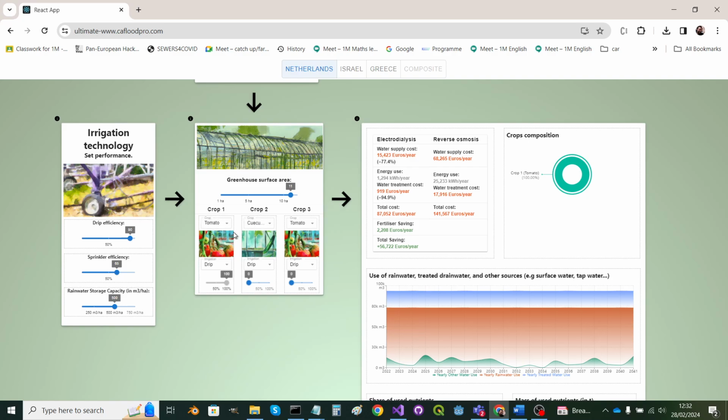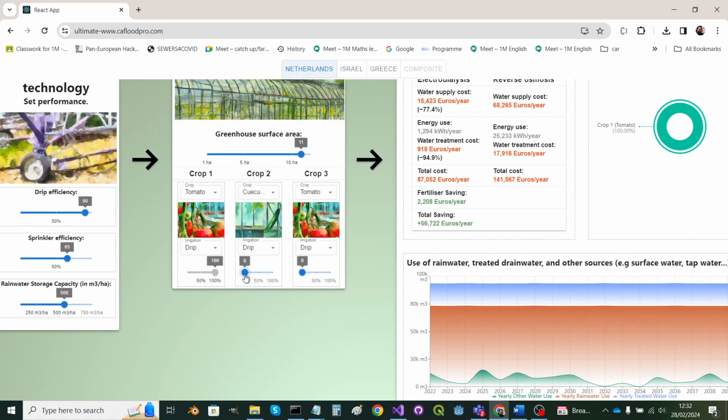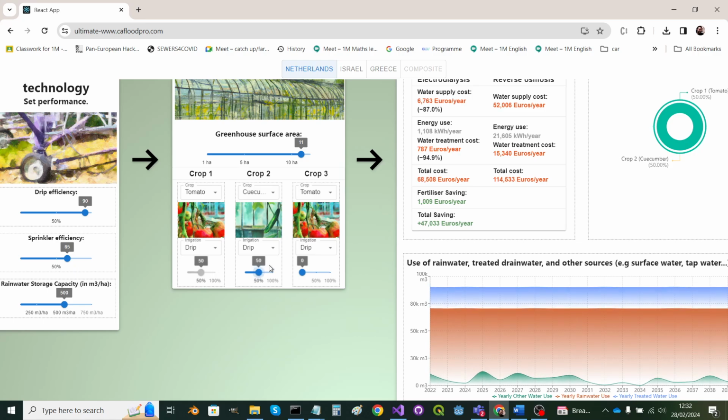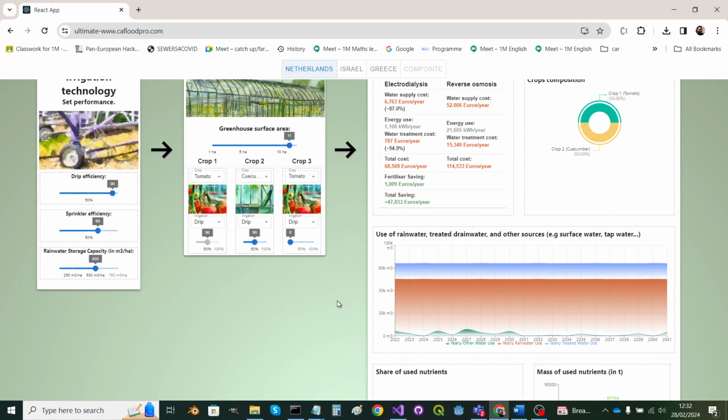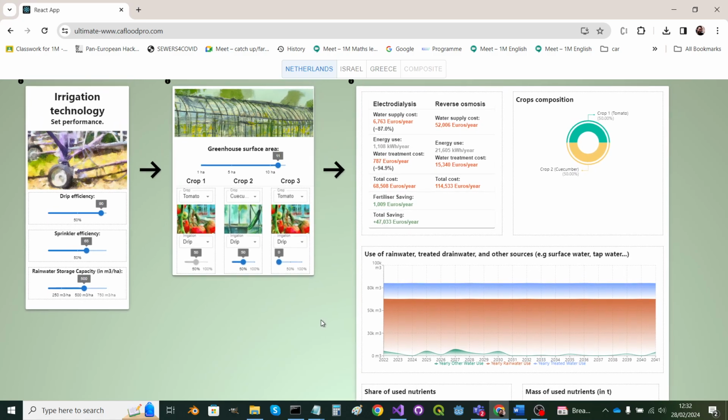And you can also change the crops. So some crops are more hungry for water and nutrients than others. So if you change the way you plant things in your greenhouse, you can, for example, have two types of crop instead of just tomatoes. So you add cucumber, 50% cucumber, 50% tomatoes. Where you could see your water and nutrient requirements are going down because of this particular change.